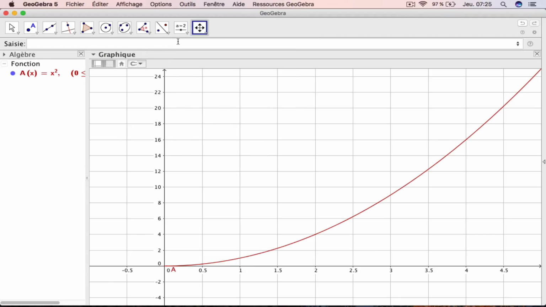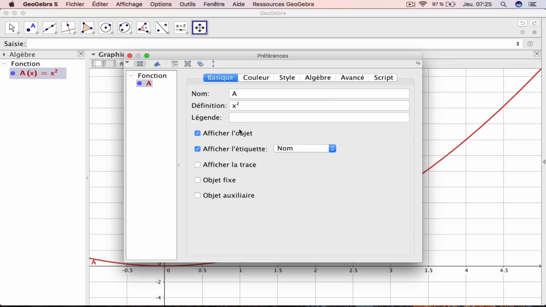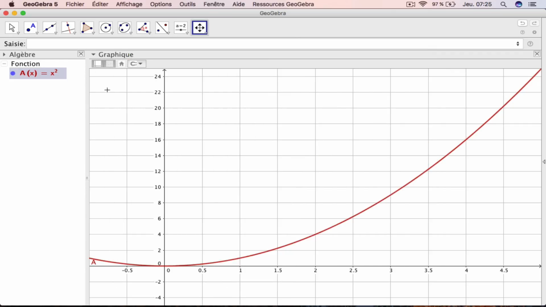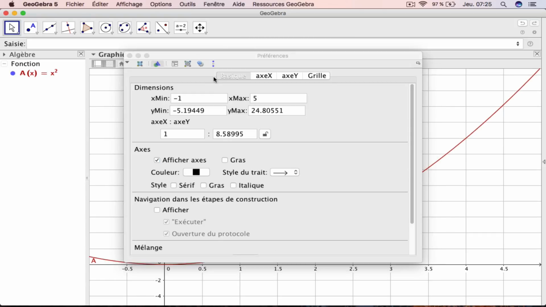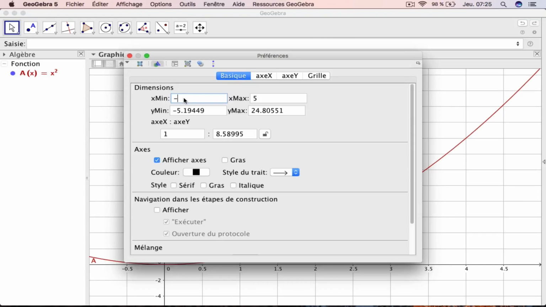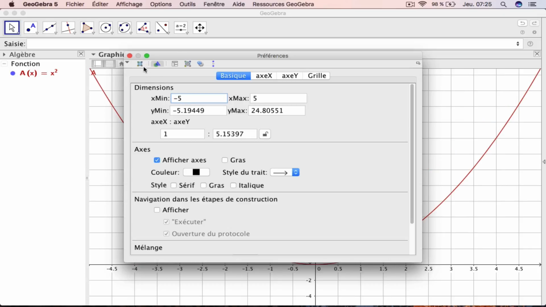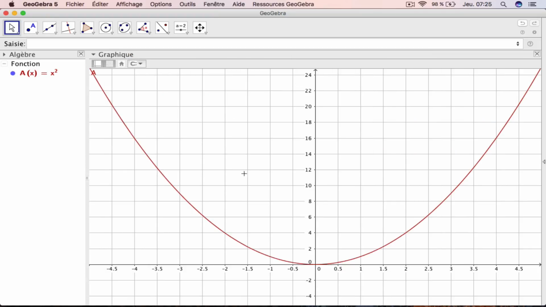Okay, let's change our function and say just x to the square, and so let's change the scale. Let's change the scale, sorry. Here it is. And here we go. We can see a symmetry. We can see a symmetry with this axis.